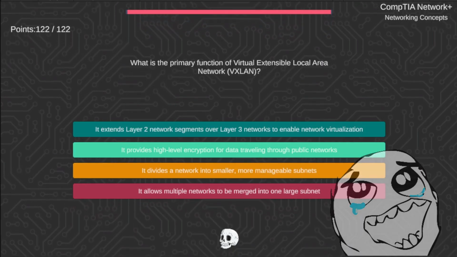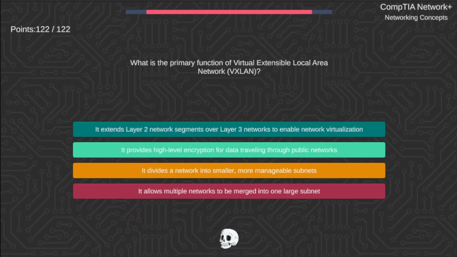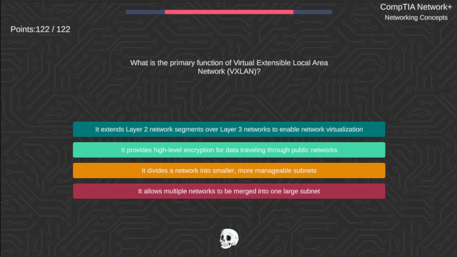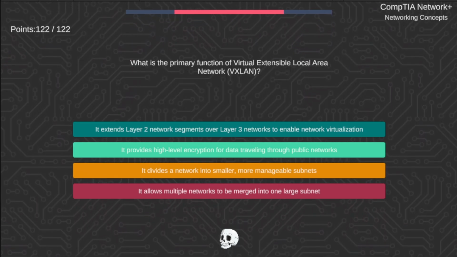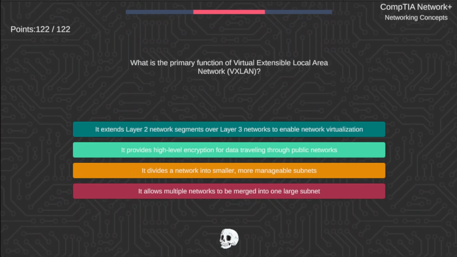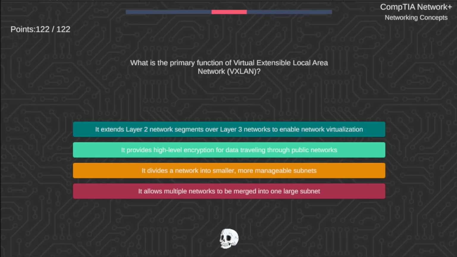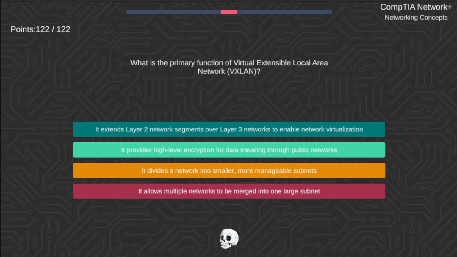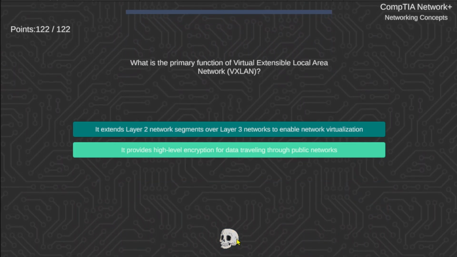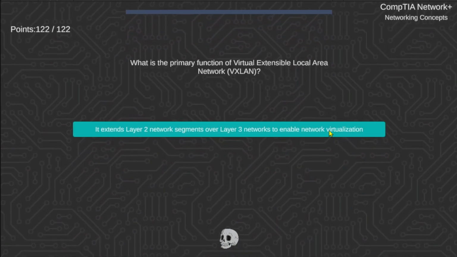central point. What is the primary function of Virtual Extensible Local Area Network, or VXLAN? It extends Layer 2 network segments over Layer 3 networks to enable network virtualization. It provides high-level encryption for data traveling through public networks. It divides a network into smaller, more manageable subnets, or it allows multiple networks to be merged into one large subnet. The primary function of Virtual Extensible Local Area Network, or VXLAN. Correct answer is it extends Layer 2 network segments over Layer 3 networks to enable network virtualization.